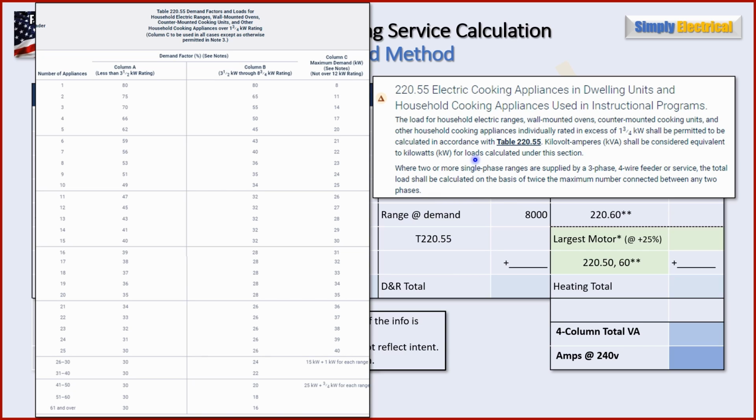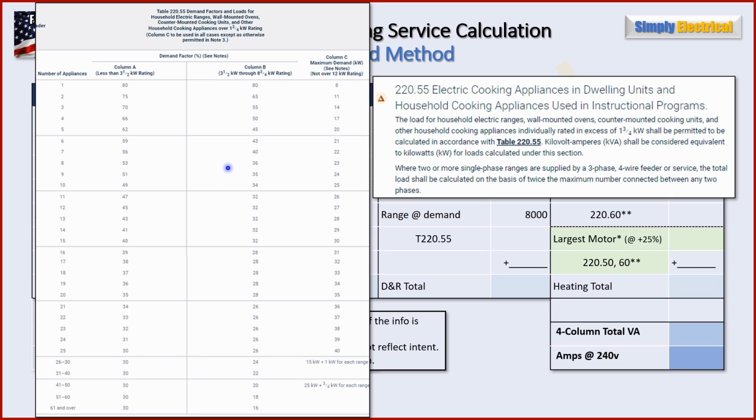All right, so what does this tell us here? It tells us that Table 220.55, which is right here, is going to give us demand factors that we can apply. Now, this is what we always call the range table, the infamous range table. When I say range, I mean electric cooking appliances. That's pretty common in the electrical trade, that we just use range to cover all those cooking appliances when we're talking about calculations, because they're all calculated the same.